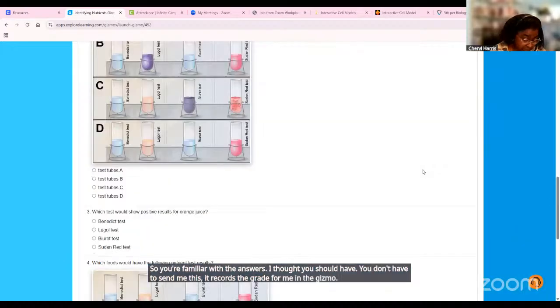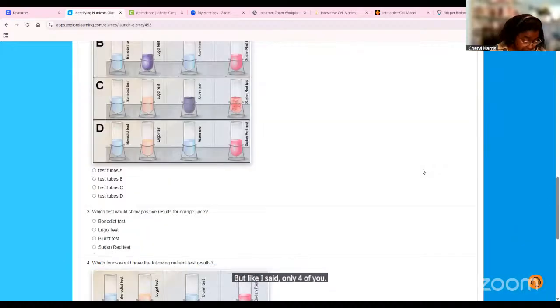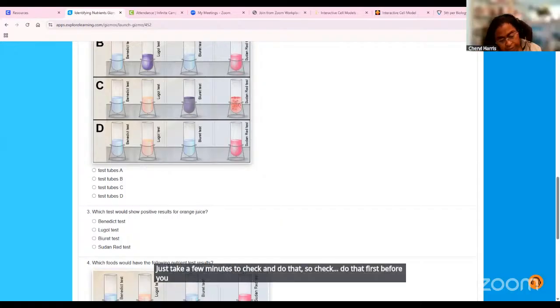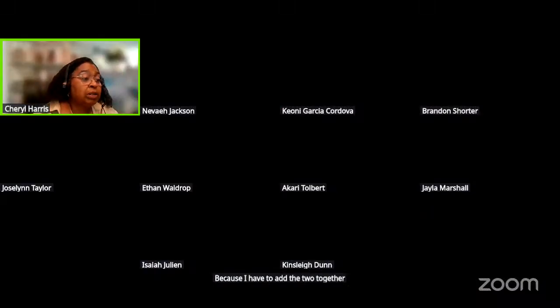But like I said, only 4 of you have done this. So please go and check. Just take a few minutes to check and do that. So do that first before you finish the cells alive, because I have to add the 2 together. And I'm going to mark that it's missing if you don't turn that part in.